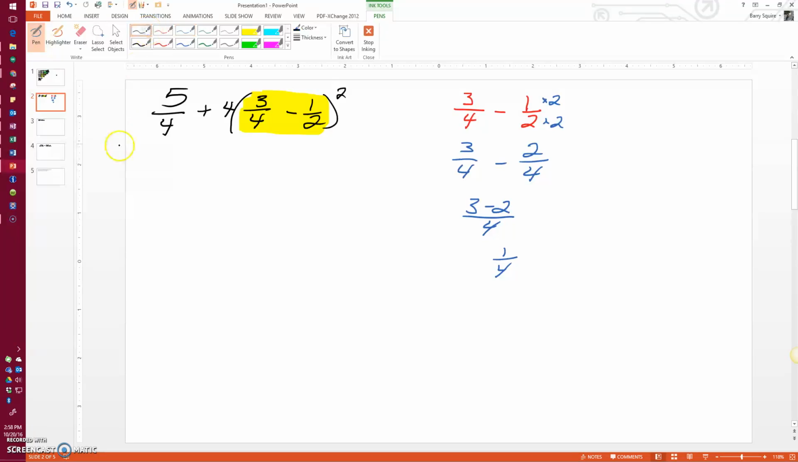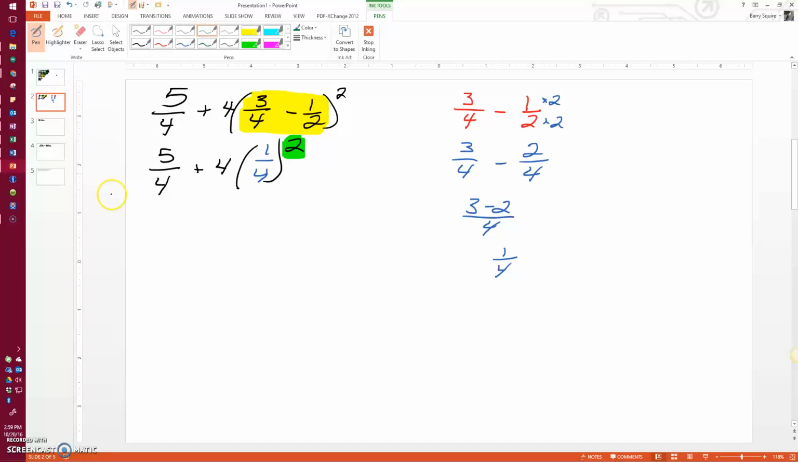So now we can rewrite this as 5/4 plus 4 times 1/4 to the second power. Well, now we have to have a little bit of a refresher on our exponents. That's the little floating number up there. That little floating number tells us how many of this thing that it's touching we're going to multiply together. So since that's a 2, we're going to take two 1/4s and multiply them.